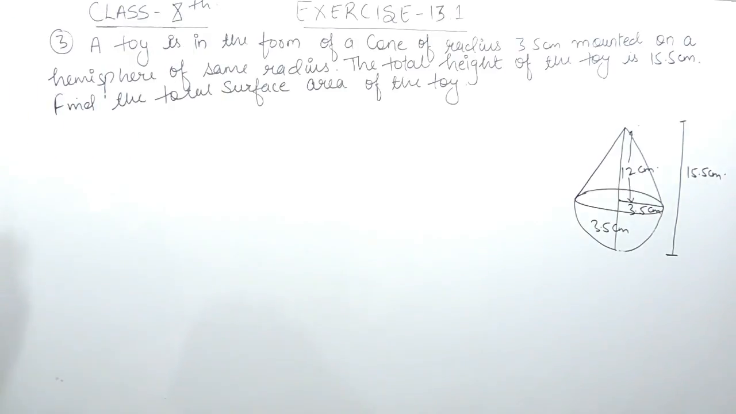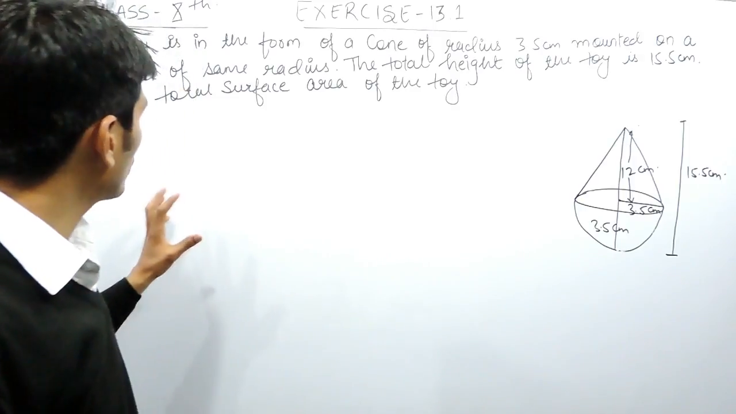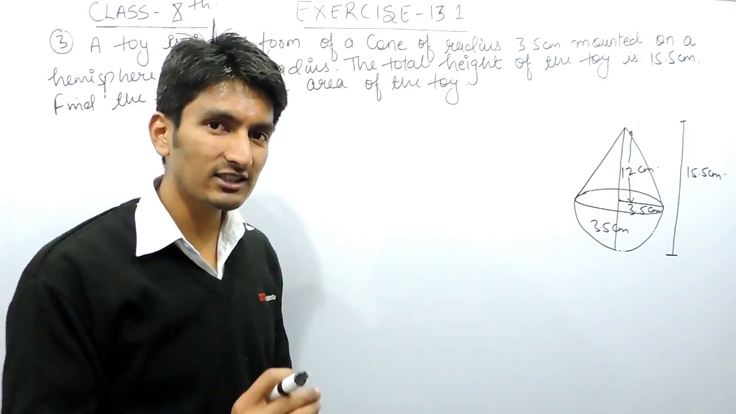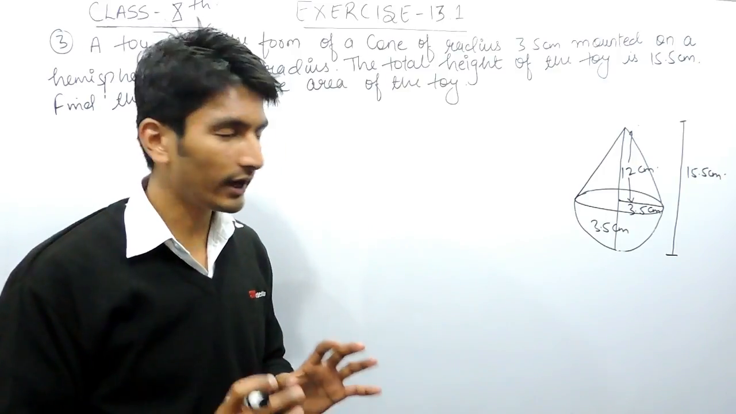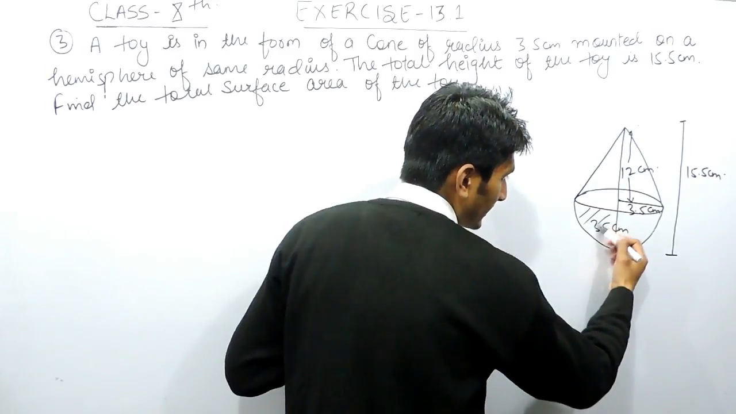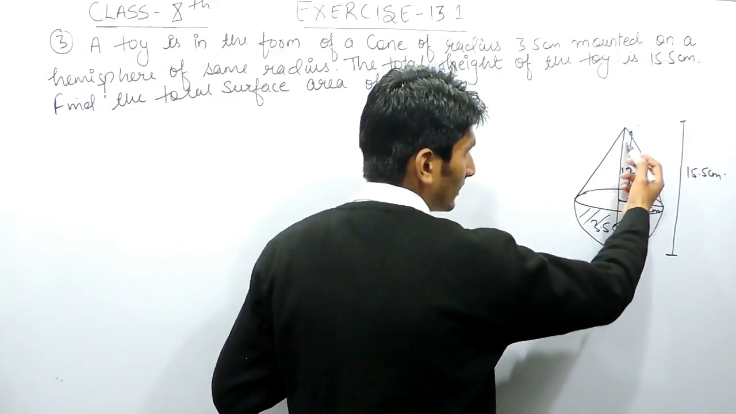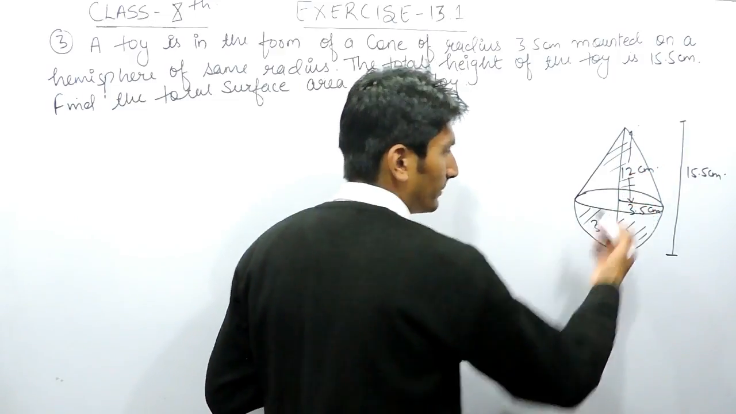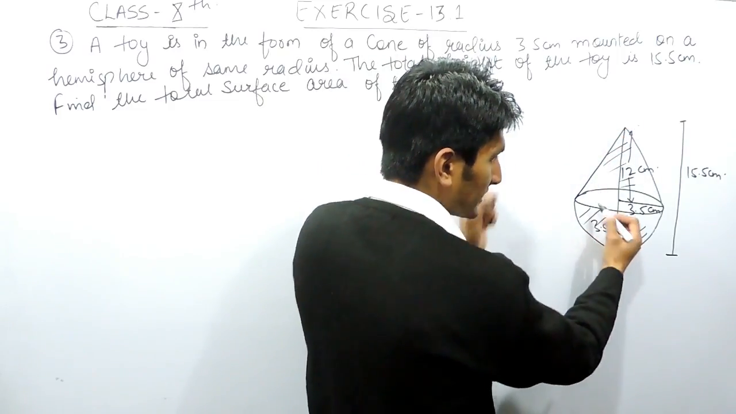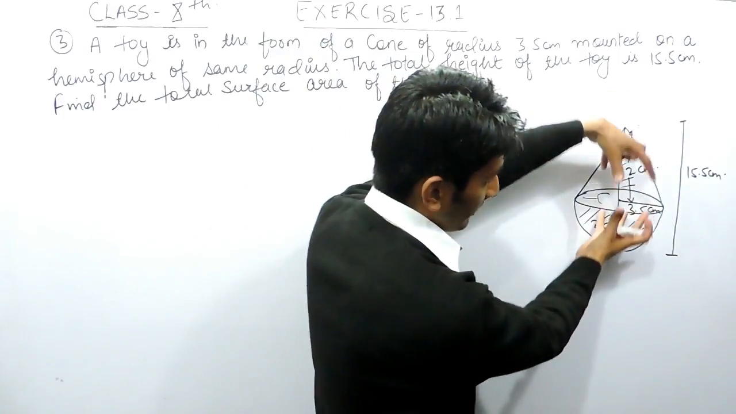Now you need to find the total surface area of this toy. Again, if you want to find the total surface area of this toy, you need to find the area of that surface which is visible to you. Now, if I see this figure, the curved surface area of this hemisphere will be visible to me and the curved surface area of this cone will be visible to me. But the base of this cone, or you can say the top of this hemisphere, won't be visible to me because this is covered.